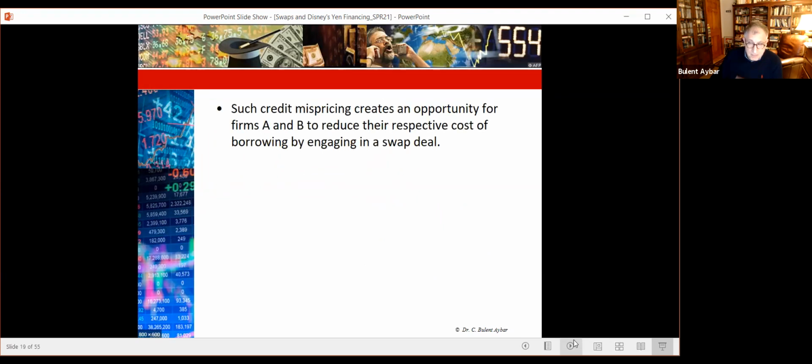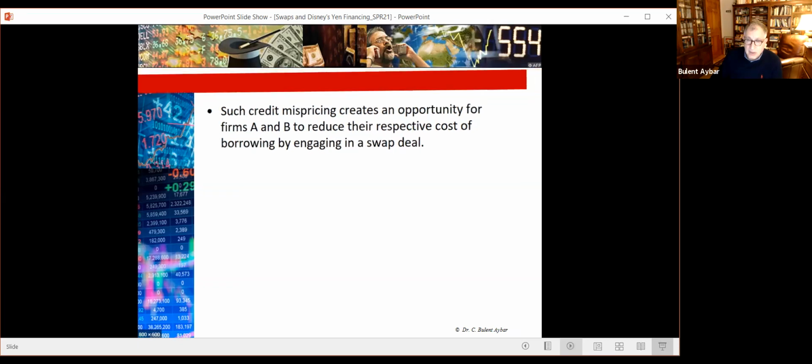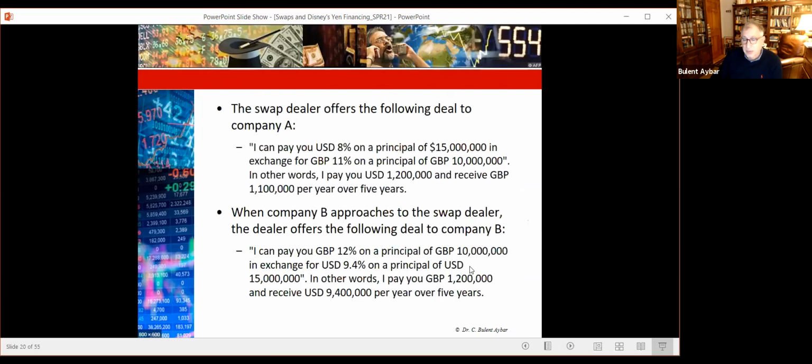So we could potentially reduce their cost and achieve better cost structures than we could by directly borrowing in these segments. So if these companies ignored this information and went into the market and ignored their comparative advantages, they would incur higher costs borrowing in pounds or in US dollars. So in this case, a swap dealer can facilitate the deal.